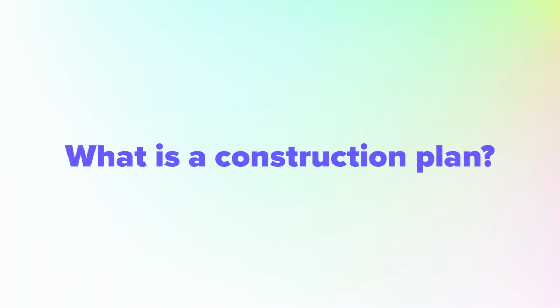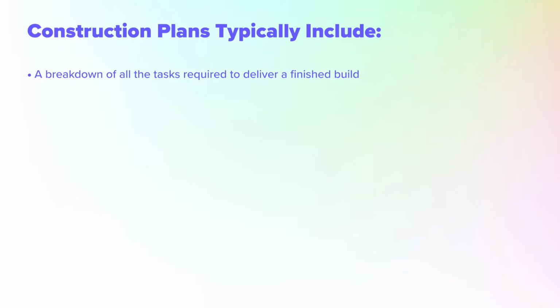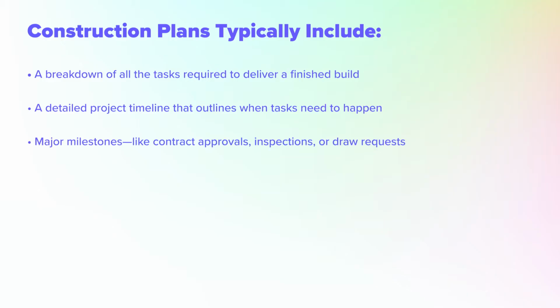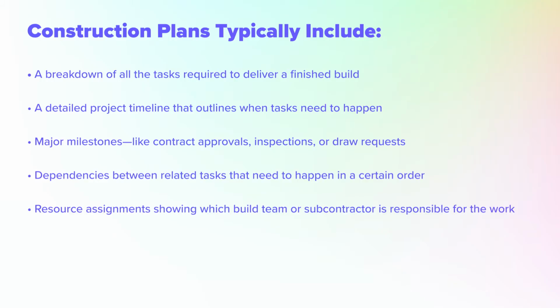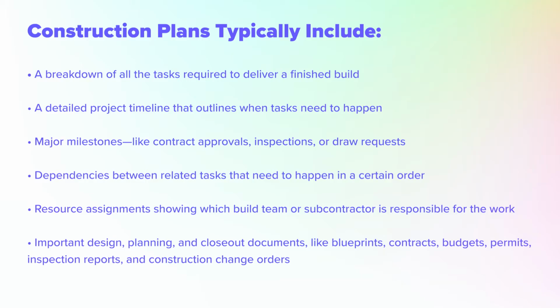A construction plan is a document that outlines the tasks, resources, and requirements needed to complete a build on time and budget, and typically includes a breakdown of all the tasks required to deliver a finished build, a detailed project timeline that outlines when tasks need to happen, major milestones like contract approvals, inspections, or draw requests, dependencies between related tasks that need to happen in a certain order, resource assignments showing which build team or subcontractor is responsible for the work, and important design, planning, and closeout documents like blueprints, contracts, budgets, permits, inspection reports, and construction change orders.